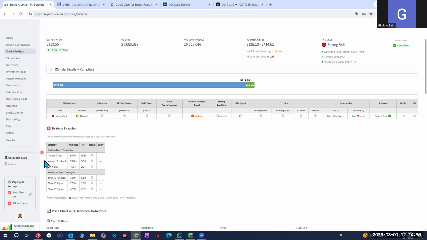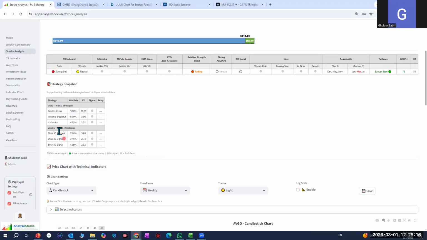But look at this strategy snapshot. Nothing green you see here. Neither the golden cross, which was the best strategy for Broadcom, nor the volume breakout. Remember, we saw that it has a higher win rate and profit factor and others as well. So, what should we look for?